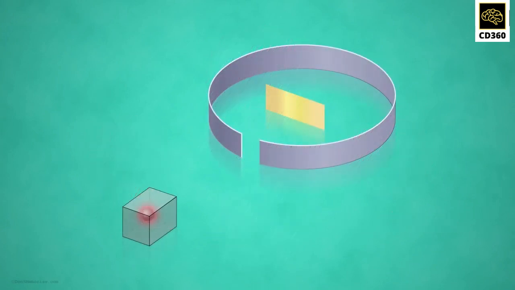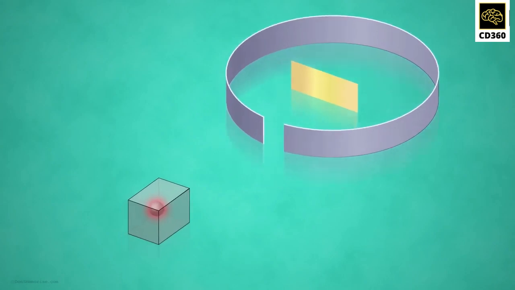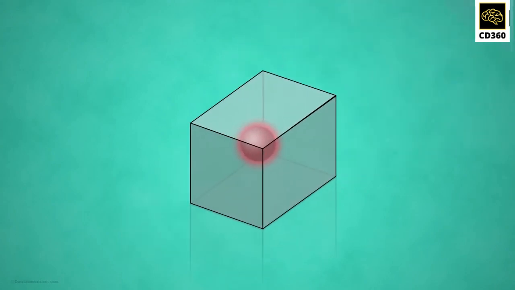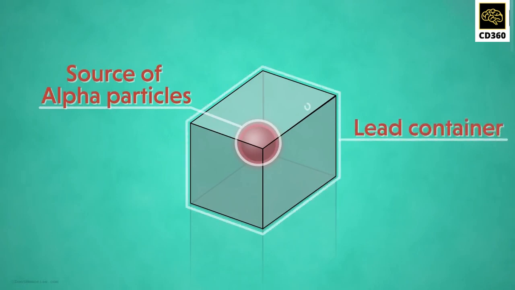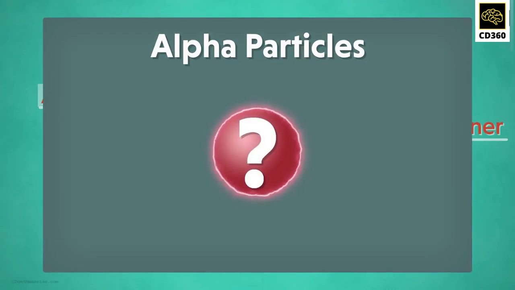This is how the setup of his experiment looked like. As we can see here, he used a source of alpha particles locked in a lead container with a very small slit. This ensured that the alpha particles only came out through a small opening and travelled in a straight line. But why did he select alpha particles in the first place?